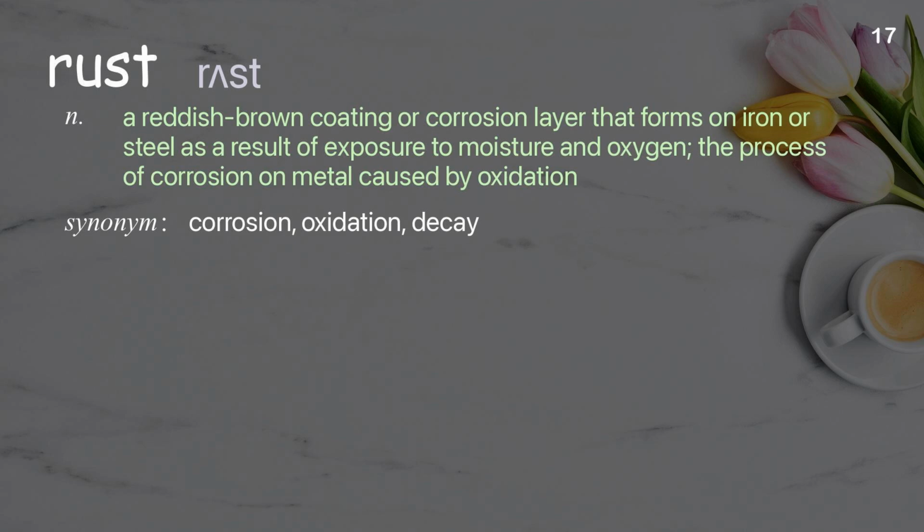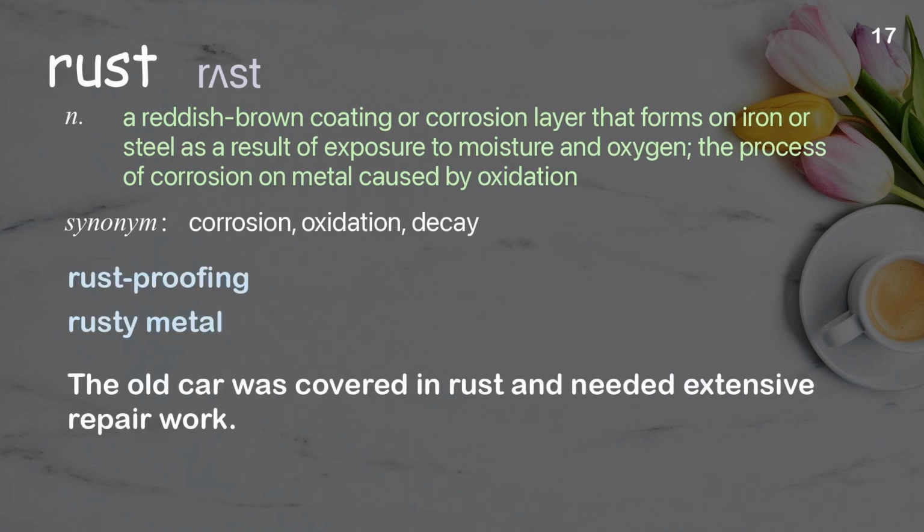Rust. A reddish-brown coating or corrosion layer that forms on iron or steel as a result of exposure to moisture and oxygen. The process of corrosion on metal caused by oxidation. Examples: Rust-proofing. Rusty metal. The old car was covered in rust and needed extensive repair work.